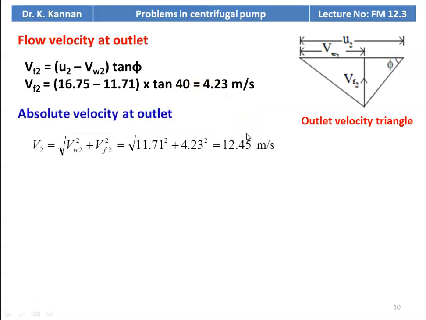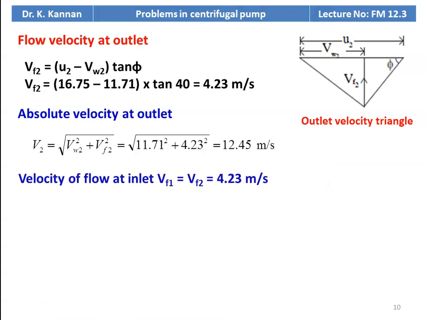And the absolute velocity at the outlet, referring to the velocity triangle once again, this is V2. So V2 is the resultant of Vw2 and Vf2. So square root of 11.71 square plus 4.23 square equal to 12.45 meters per second. So V2 equal to this length, the absolute velocity at the outlet.